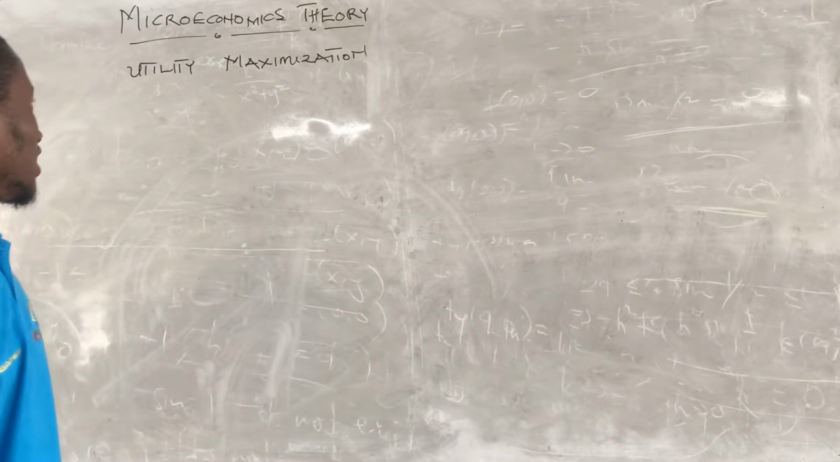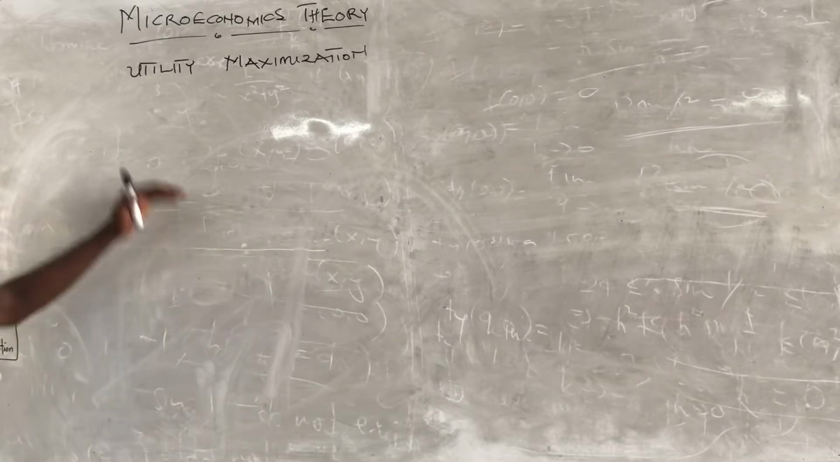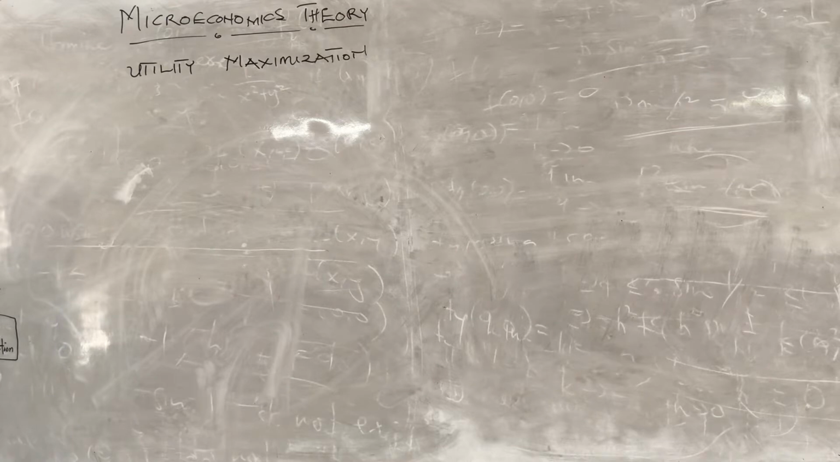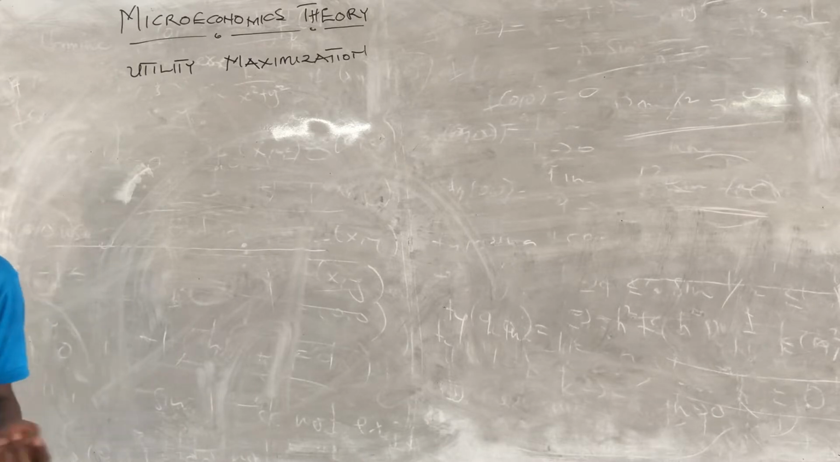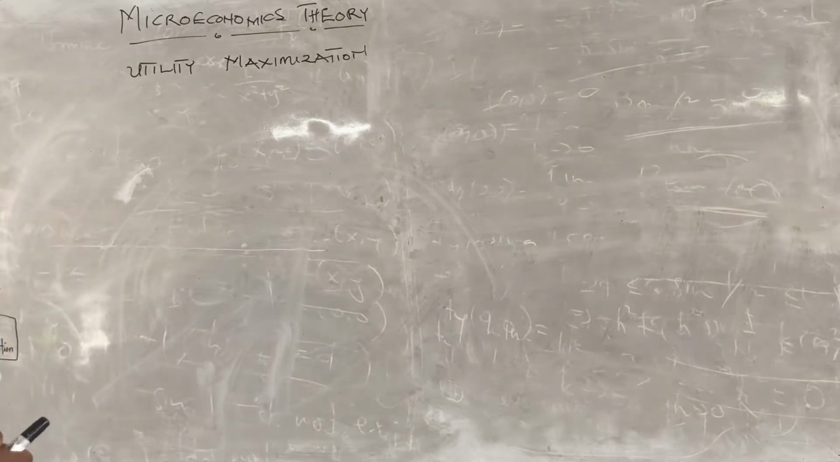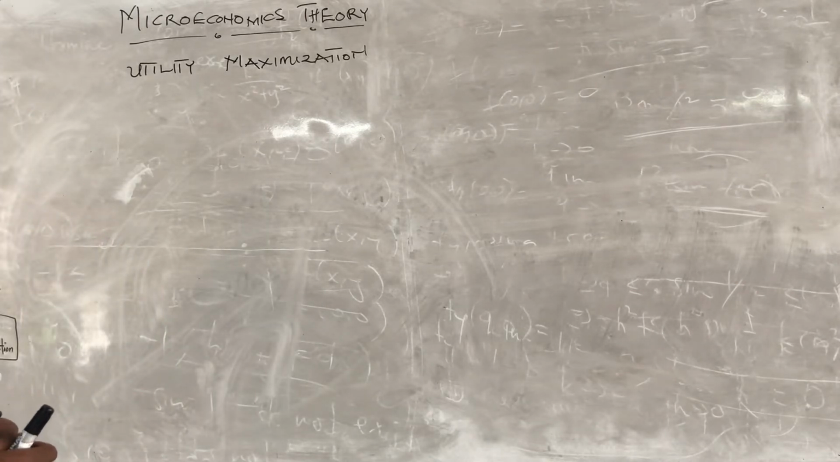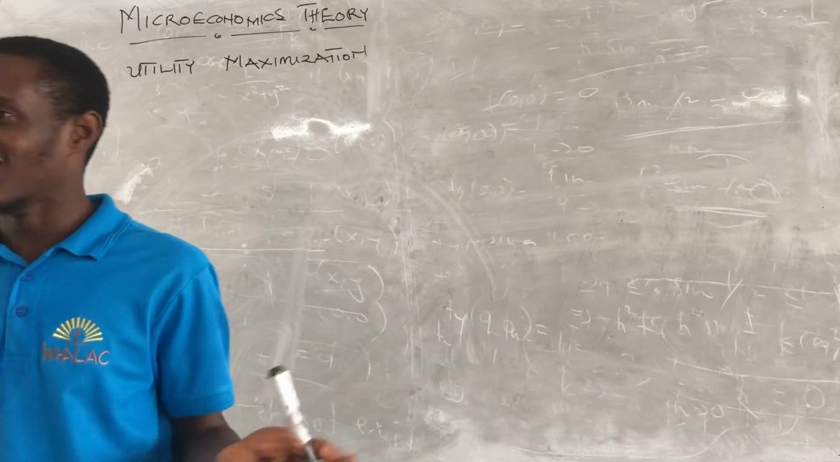Okay, so we are looking at utility maximization today in microeconomics theory. Unlike the normal principles of microeconomics, the theory may deal more with functions than numbers. But if you're able to get the understanding for everything, you'll be able to use numbers to solve. So, under utility maximization, what is utility?